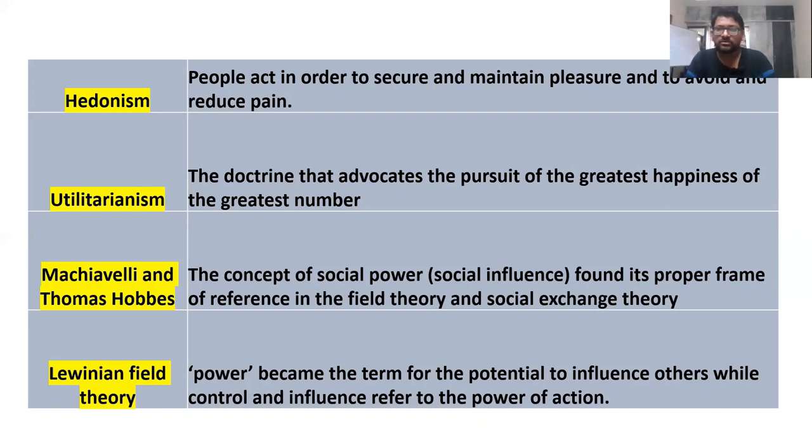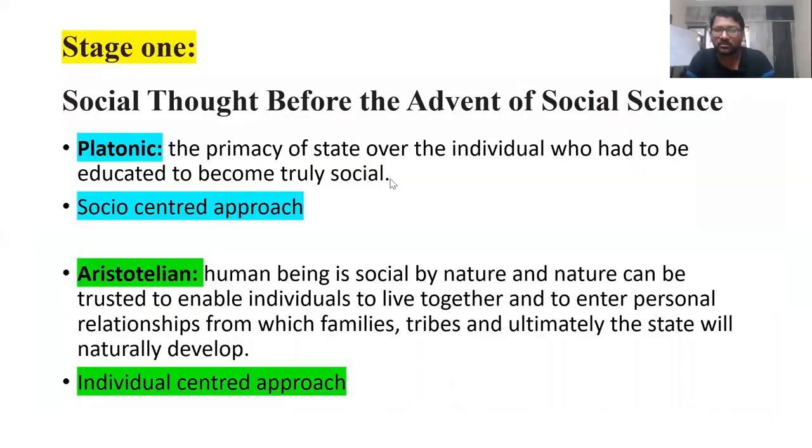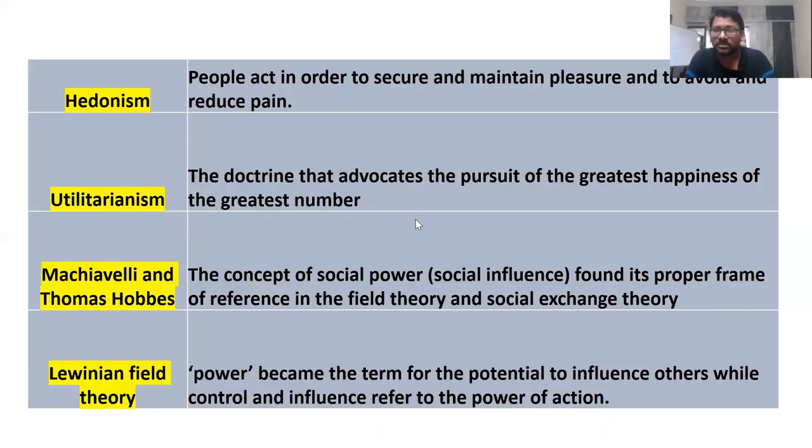But right now, just focus on the timeline, and see how the social-centered approach is different from the individual-centered approach, and how these different social thoughts emerged. Lewinian field theory talks about power as the term for the potential to influence others, while control and influence refer to power of action. So here we are talking about power in terms of power of action as well.